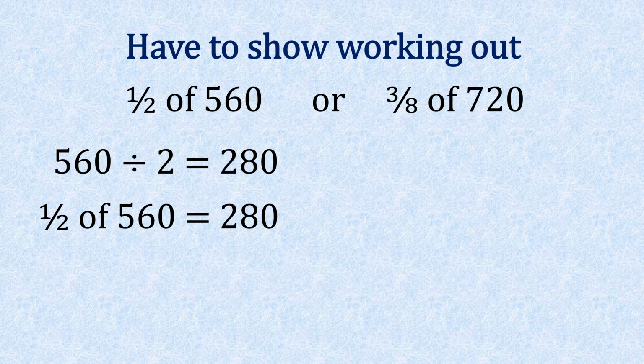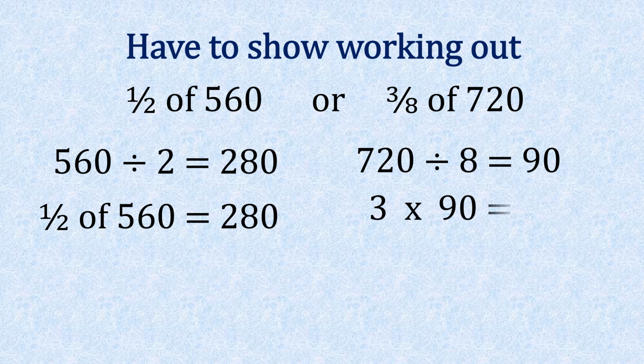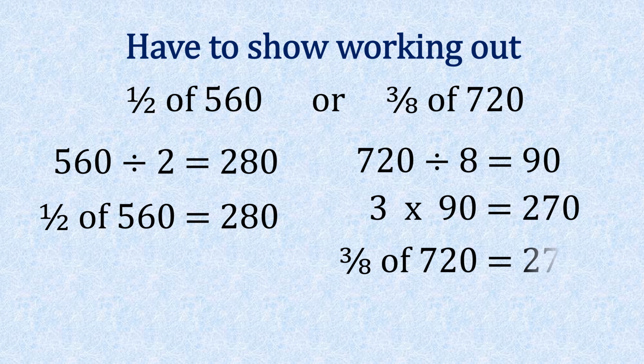Now for the next one, we need to take 720 and divide it by 8, which gives us 90. But that's only 1/8, and we need to know what 3/8 are. So we're going to take 90 and times it by 3, which gives us 270. So therefore 3/8 equal 270, and you can see that the half is the larger fraction.